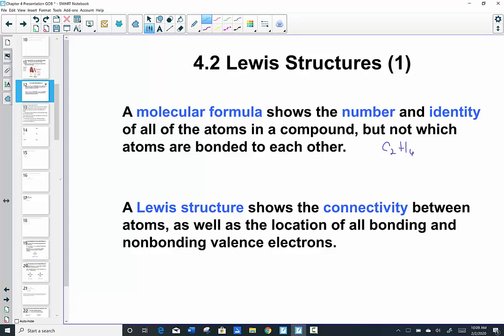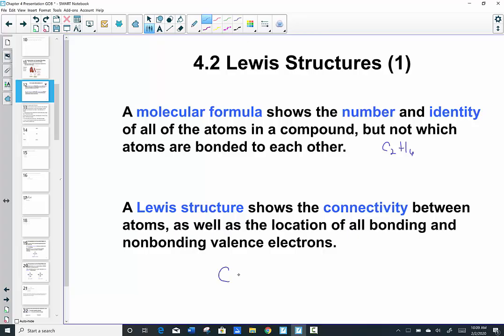So for example, if I were to tell you we had a molecular formula of C2H6, you would know that there are 2 carbons and 6 hydrogens in that molecule, but you really wouldn't know how they're connected together. And that's a huge advantage when we see a Lewis structure, because now it's going to show us the connectivity between the atoms, as well as all of those bonding and non-bonding valence electrons.